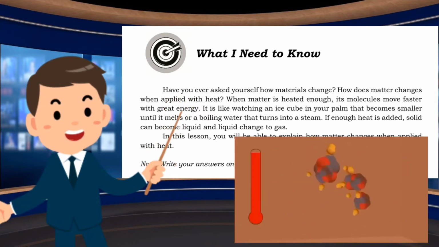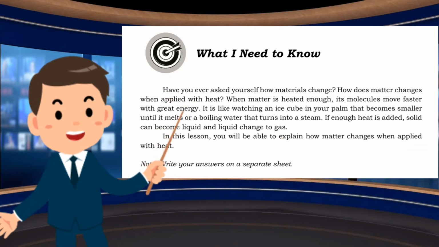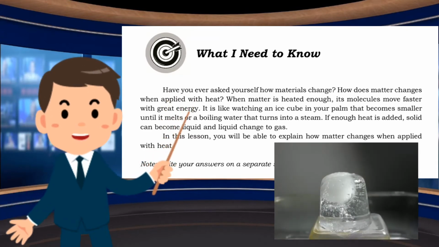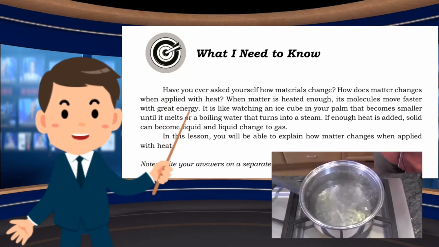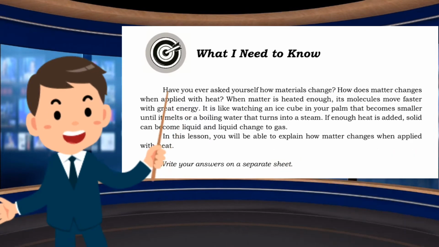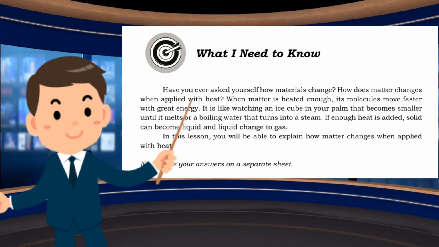When matter is heated enough, its molecules move faster with great energy. It is like watching an ice cube in your palm that becomes smaller until it melts, or boiling water that turns into steam. If enough heat is added, solid can become liquid and liquid change to gas. In this lesson, you will be able to explain how matter changes when applied with heat.